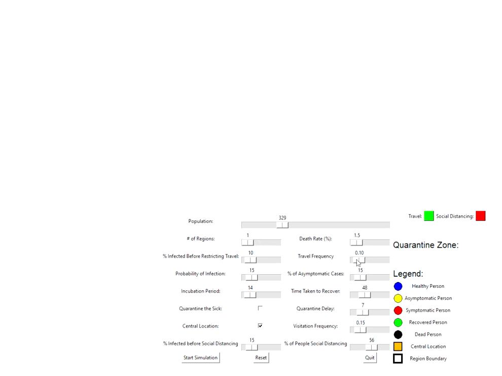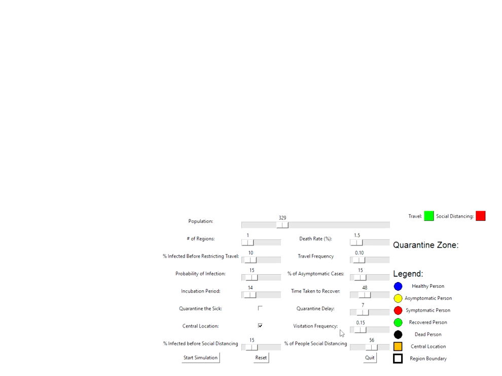But the travel frequency would be 10% of the population would travel at any one time. What percentage of people don't show symptoms? Asymptomatic cases, it's rated right now at 15%. So of the people who are sick, 15% are asymptomatic. The time it takes to recover would be 48 time cycles, which is about 4 times as much as the incubation period. A quarantine delay, again, is not in effect because we don't have quarantining, but it would be 7 time cycles. And the visitation frequency.